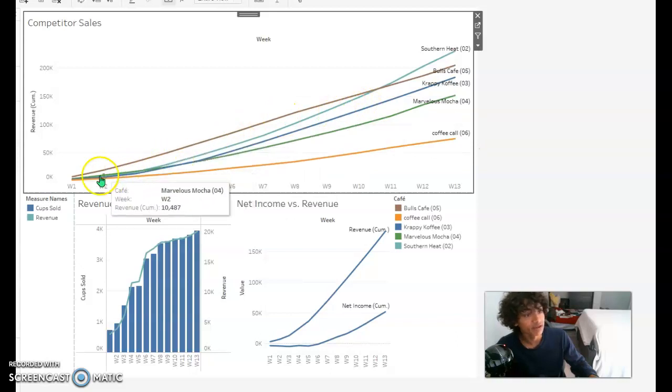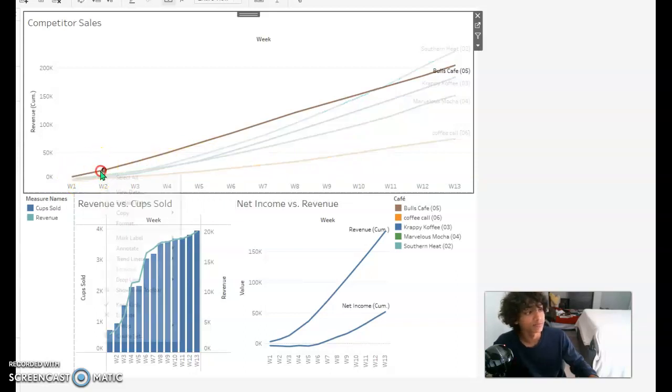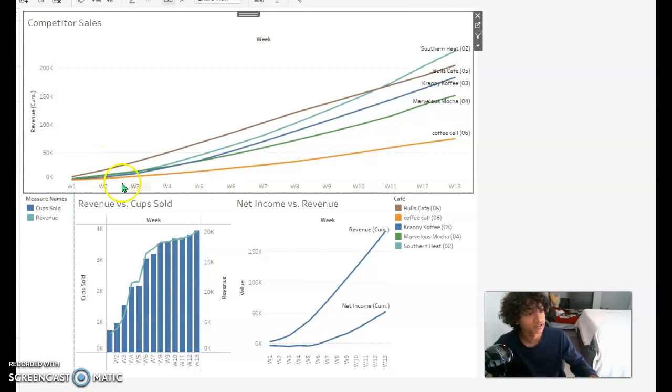However, Bull's Cafe was relatively higher than the other cafes from the beginning of the simulation. There are various reasons as to why this may be. One theory is the startup decisions which they made, or advertising which they paid for early on that other cafes didn't do. There's a lot of reasons as to why they started off higher.